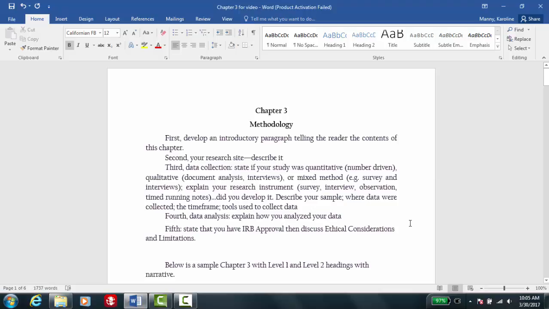Fifth, you state that you have your IRB approval, and that's all you need to include right there, is that you did receive approval. Then you discuss your limitations and your ethical considerations.